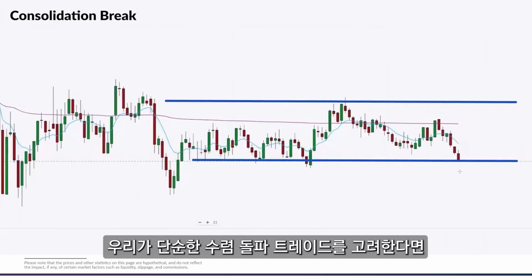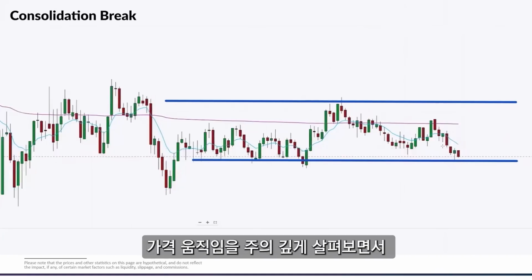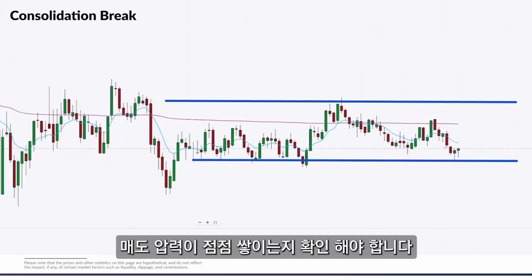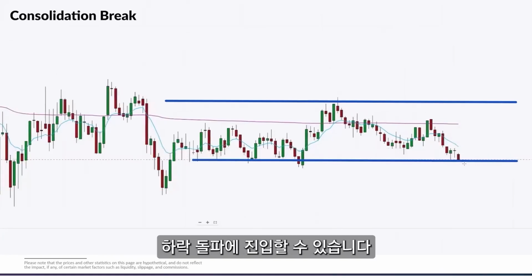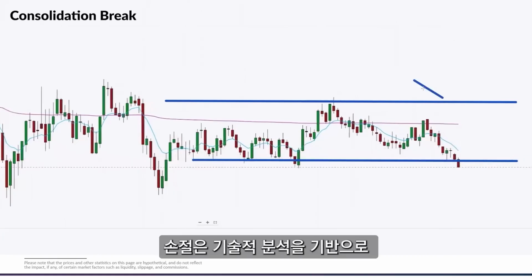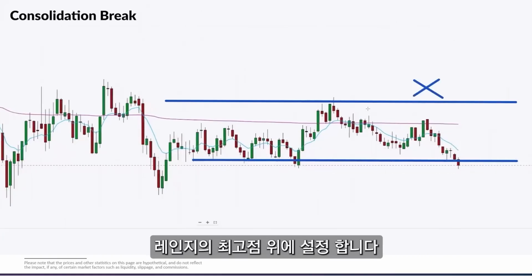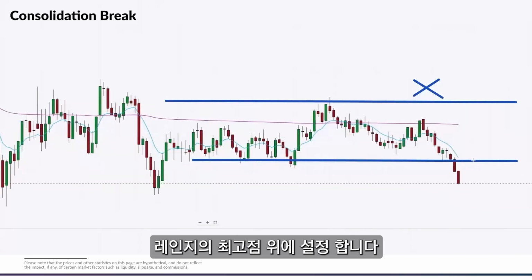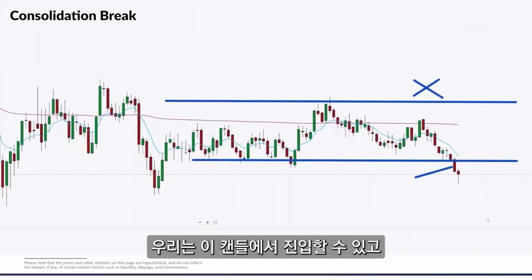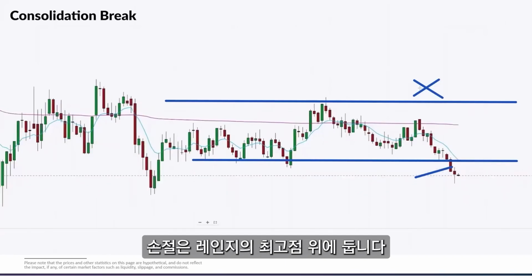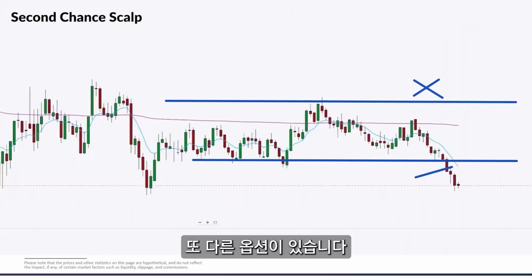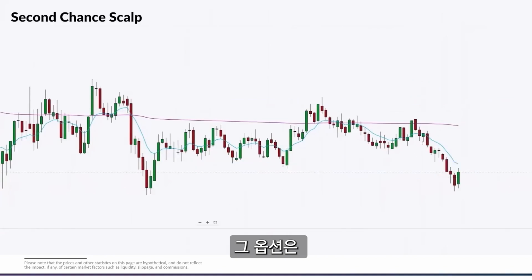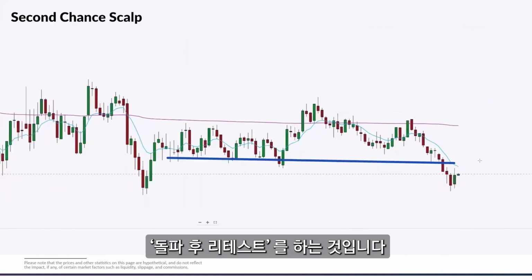If we're taking a straightforward consolidation breakout trade, we're paying attention to the price action, we're seeing the selling pressure build up, we can enter if there is a full close below that range. If that occurs, then our stop, based on the price action, based on the technical analysis, would be up above the highs of the range. So we can get in right here on that candle, and our stop is above the highs of the range. We would risk accordingly.